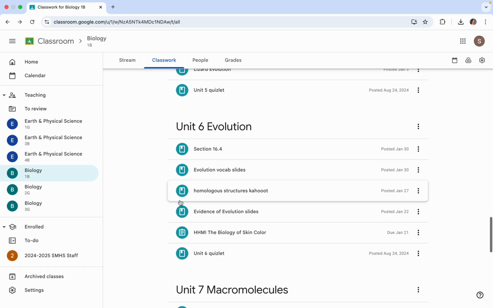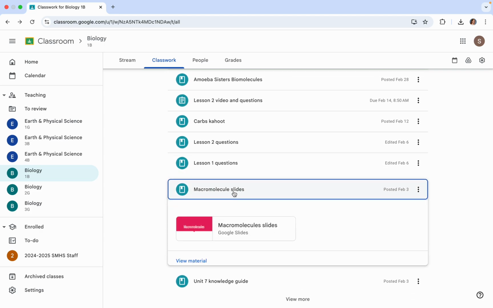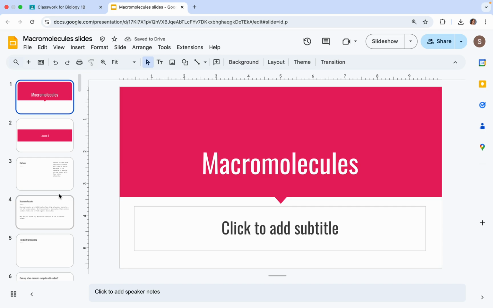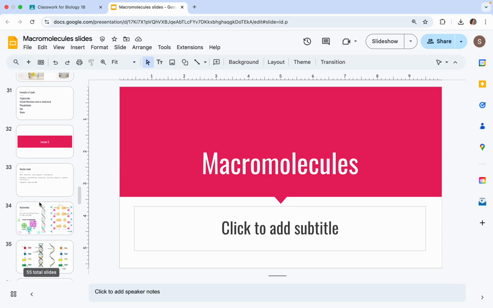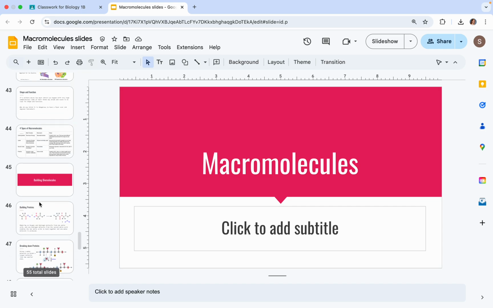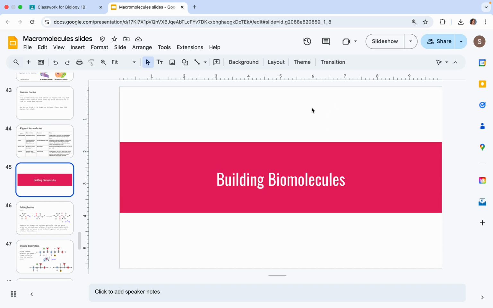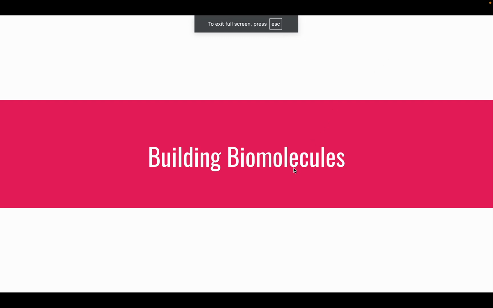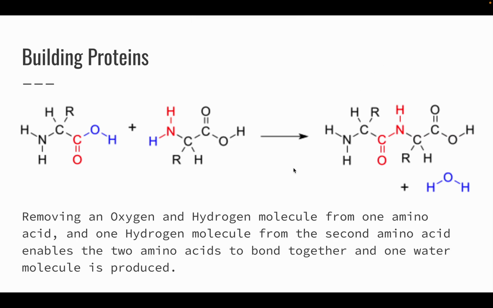For lesson 4, I'm just going to scroll down to unit 7 and open up our slides. Lesson 4 slides start on slide number 45, and that's building biomolecules. Okay, so we've most recently worked with the kits and made amino acids, and then we connected them all together. When we were connecting your amino acids together, each of you made one amino acid, and then we bonded those to each other over and over again.